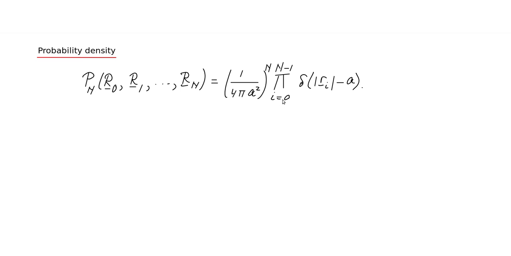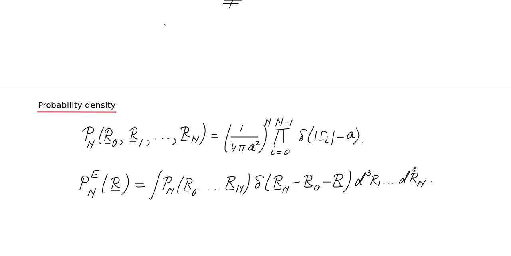Well, first we have a product of delta functions for each link, because each link needs to have a fixed length a, so we require that the magnitude of the little ri is equal to a, and we enforce that by this delta function. Then, of course, we have to normalize this. The probability density should be normalized. And if we integrate over all the positions for the ri, because for each link there is an arbitrary orientation, the link would run over a spherical surface with radius a, and the sphere surface of radius a is 4 pi a squared, so we have to divide by that just for normalizing this probability density.